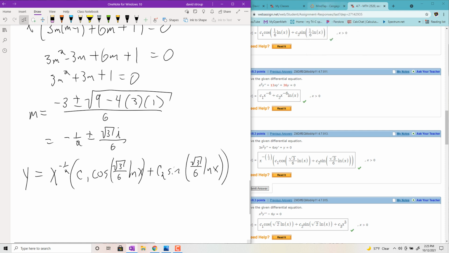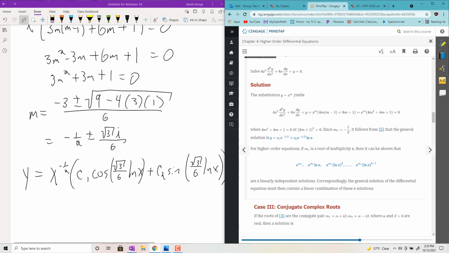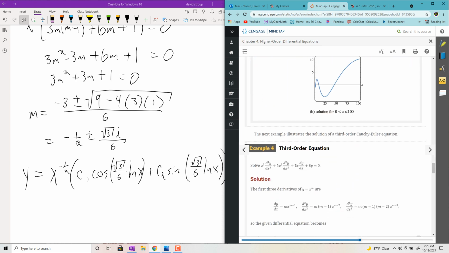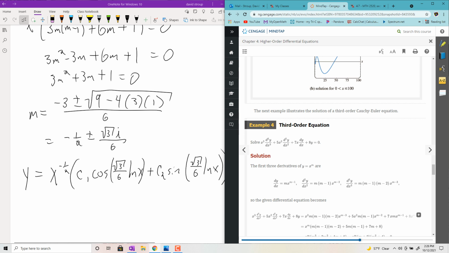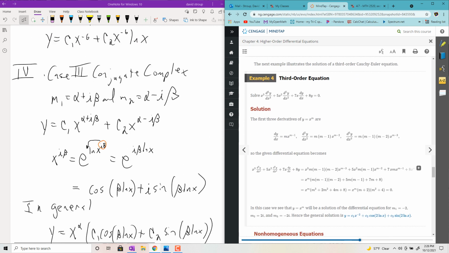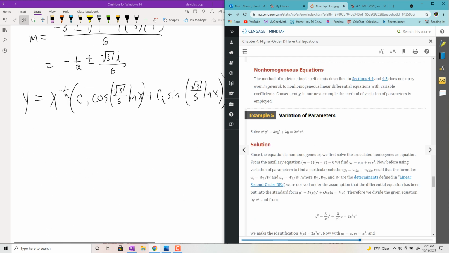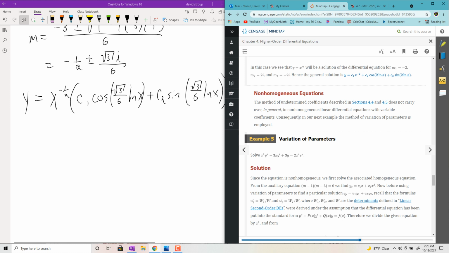Okay, so those are the homogeneous versions. After you go through all that material, you look at some initial value problems where you're solving for c1 and c2. Here's a third order problem. We did a fourth order problem, which was more complicated than that. Then you'll start looking at the non-homogeneous equations, and unfortunately you have to do variation of parameters on these.